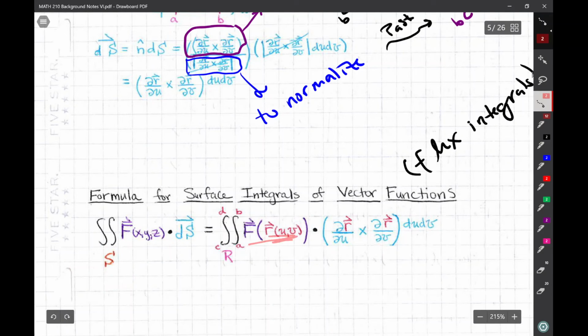You plug your parameterization into your vector field, and writing this whole expression out takes quite a bit of room. And you dot it with this vector here. You have du dv, and you have the bounds from the parameterization. This integral is taken over R, which is in the uv plane, and S is the surface there. And so now you have the formula for a surface integral of a vector field.